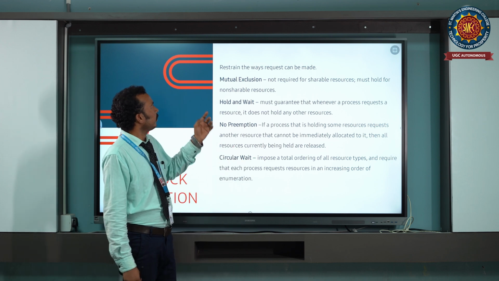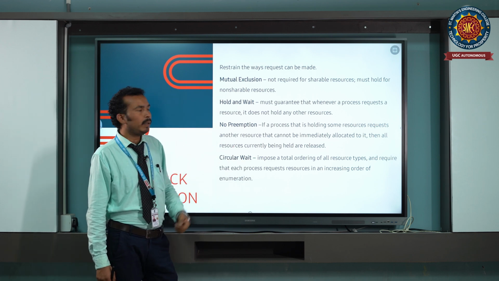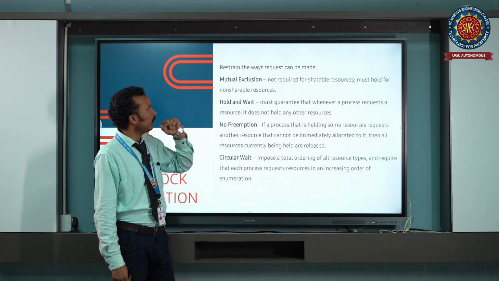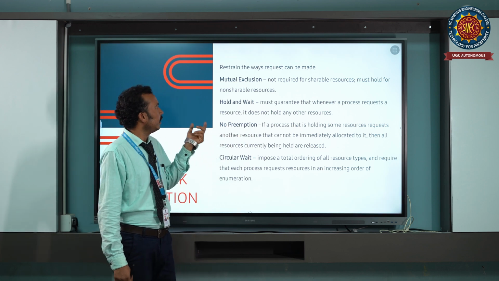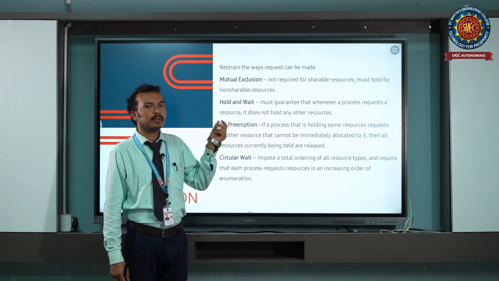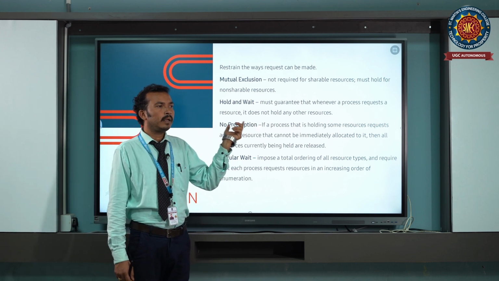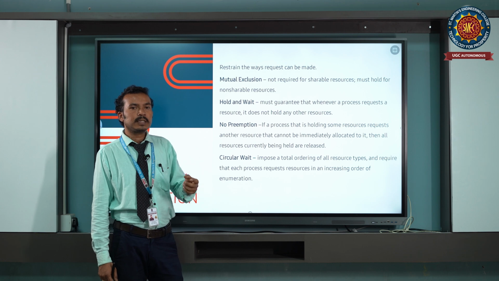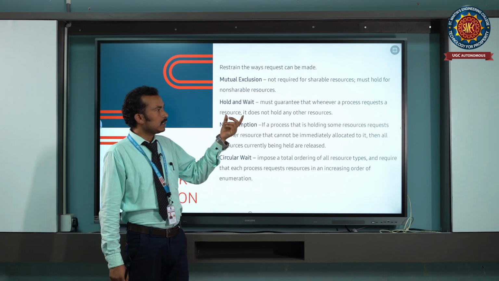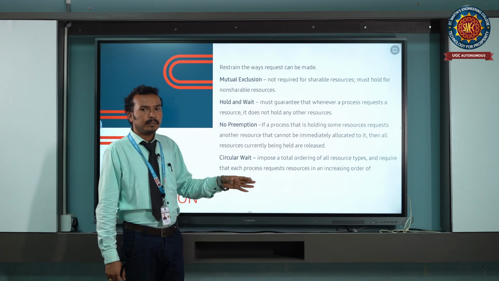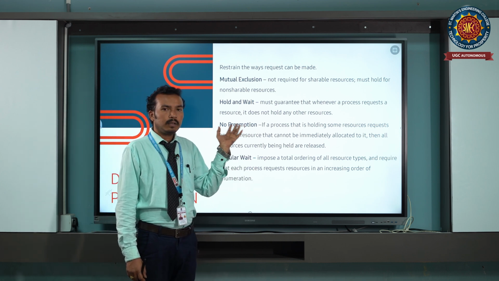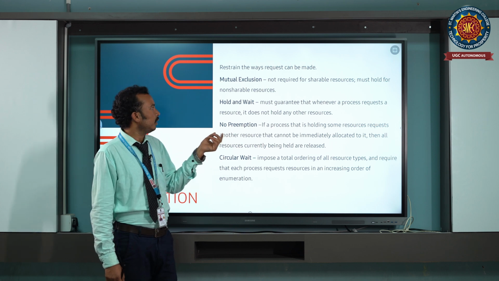In this, we restrain the ways requests can be made. First one is mutual exclusion. This is not required for shareable resources, but must hold for non-shareable resources. When shareable resources are there, multiple processes can access those resources at the same time. So then the deadlocks will not occur.